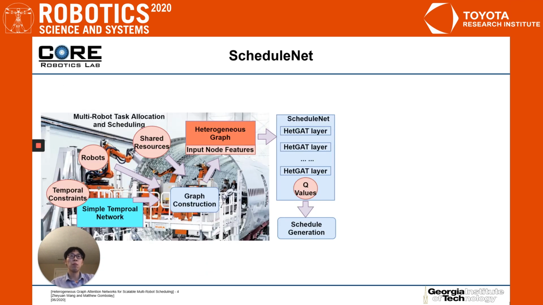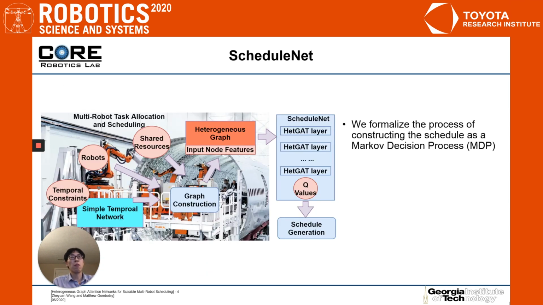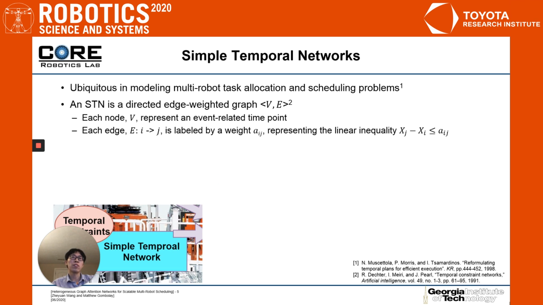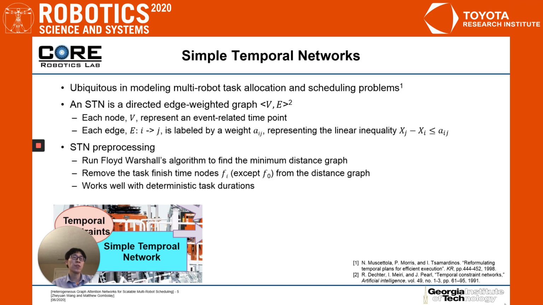We formalize the problem of constructing the schedule as a Markov decision process, and then learn policies that generate schedules by appending tasks to an individual robot's partial schedule based on a Q function approximated with a neural network. Simple temporal networks are ubiquitous in modeling multi-robot task allocation and scheduling problems. Exploiting the fact that task duration is deterministic, we remove task finish time nodes during STN preprocessing to reduce the graph size.